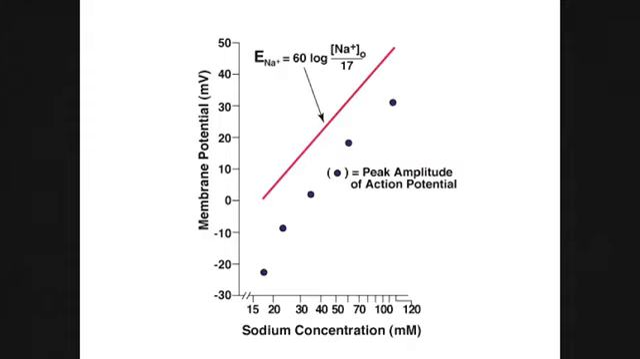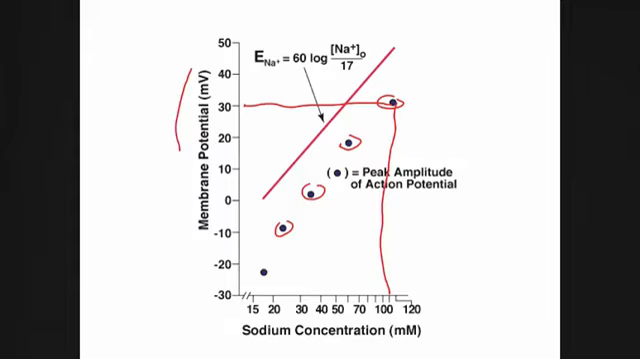Next slide, you plot those measurements. Here's the peak amplitude of the action potential on this axis. Here is the extracellular concentration of sodium. Here are the measurements. At this concentration of sodium, you have this peak amplitude of the action potential. As you reduce the concentration of sodium, you see that you reduce the amplitude of the action potential. Here is the straight line predicted by the equilibrium potential for sodium, this red line.